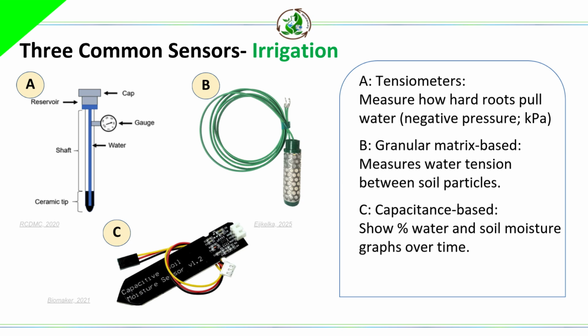B. Granular matrix-based sensors measure water tension between soil particles. This gives us an idea of how tightly water is held in the soil and whether plants can easily access it.